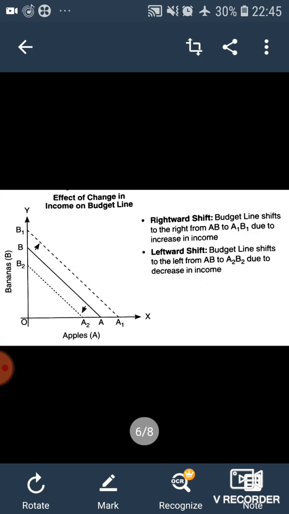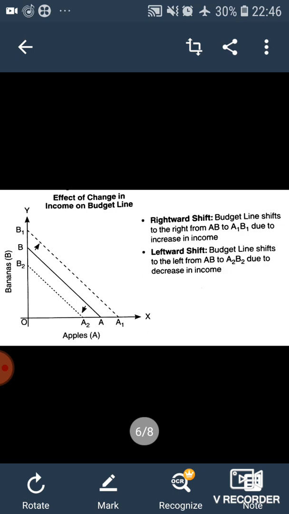So what happens if the income of a consumer increases? The budget line AB will shift towards A1, B1. So the line completely shifts to the line A1, B1 because income increases. So these things are affordable to him. More quantities are affordable to him. If the income reduces, the budget line shifts leftward.